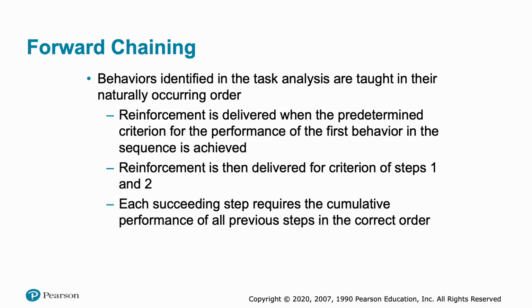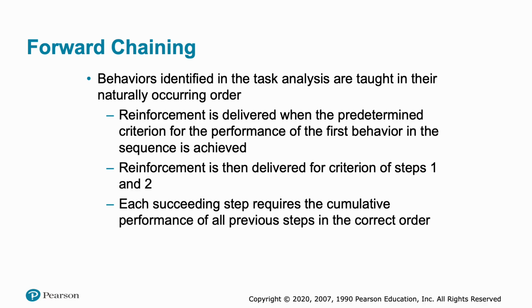Okay, once they master step 1, we'll move on to teaching the learner to engage in steps 1 and 2 together, sequentially in the same correct order. If they can engage in steps 1 and 2, then reinforcement is provided. And again, they don't have to complete the rest of the steps in the sequence. Each succeeding step requires the cumulative performance of all the previous steps in the correct order. So what this means is, let's say that we are currently targeting step 4 in the chain. Well, then that means that we're not only expecting correct performance or independent performance with step 4, but we want to see that steps 1, 2, 3, and 4 are completed correctly and independently in order for us to deliver reinforcement.